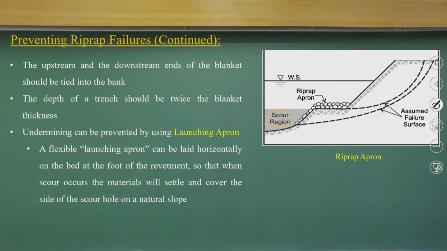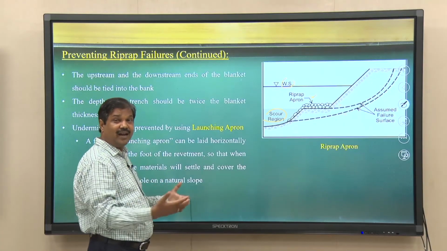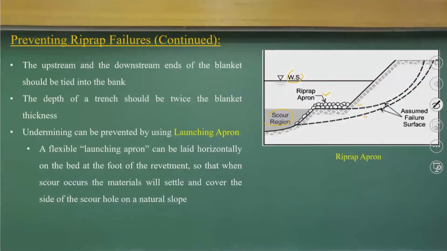This is a riprap apron which we provided, and this is the water surface slope. We can see that there will be a failure surface, and this failure surface is changing because of the scouring regions. So, you have to anticipate what scour could happen because of these river protection works, hydrodynamic force and the river curvatures. That way you can find out what failure surface could happen, and based on that we should have the protection mechanisms.